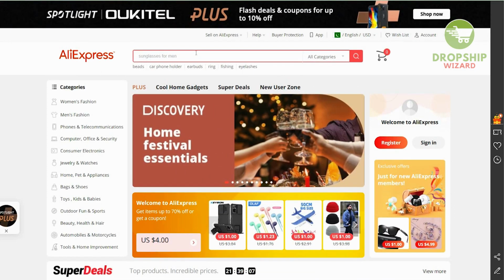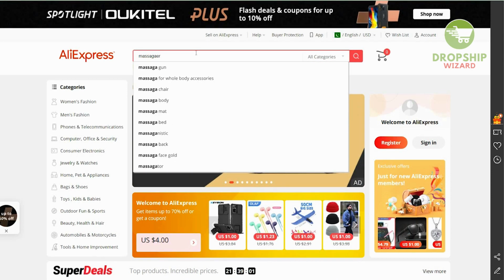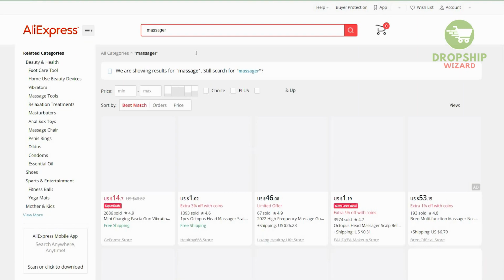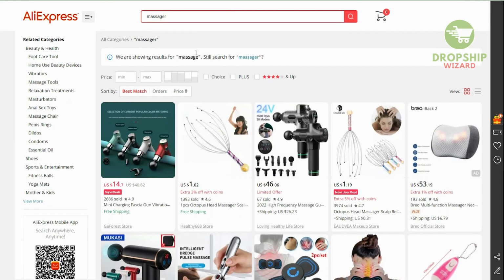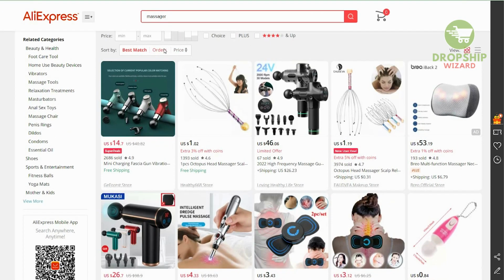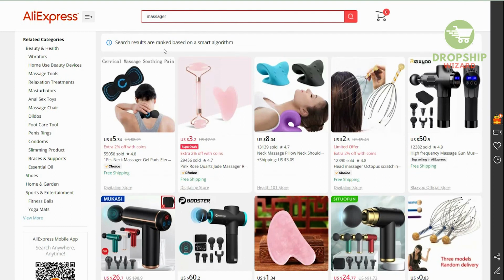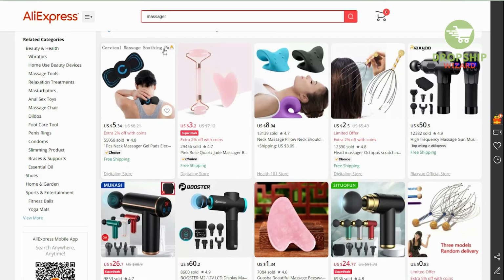Let's search for a particular product. I think a massager at this moment in time is going to be a very good product to go for. As we search for a massager, there's going to be a lot of products that are going to be available. And what we're going to do is click on orders and then actually organize these. These are particular products that are available, which are being sold at this moment in time.